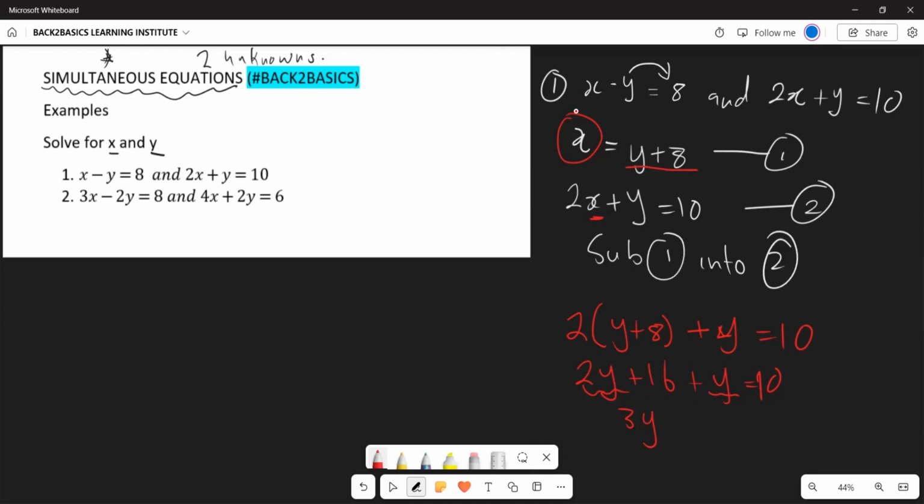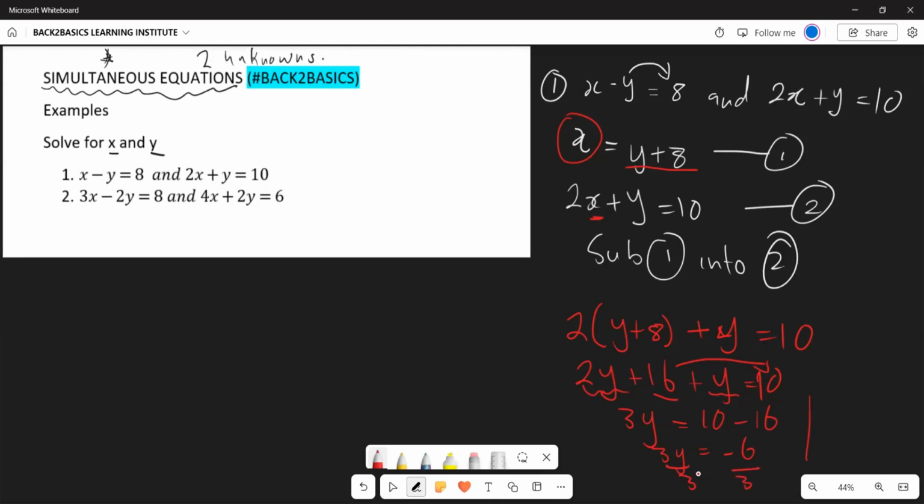So 3y is equal to, when you take this 16 to the other side, it becomes negative. So you're going to have 10 subtract 16. And 10 subtract 16 is the same as 3y is equal to negative 6. Now, when you have negative 6, you divide by 3.